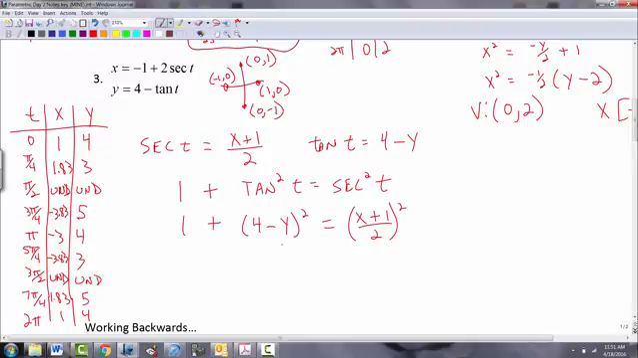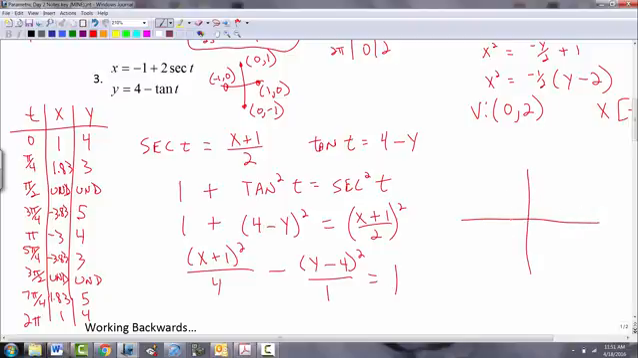So what do we have to do? We have to solve for 1. Leave this as x plus 1 squared over 4. Subtract that 4 minus y squared from both sides, but then make it y minus 4 because of what I just told you, over 1. And that equals 1. What is this a picture of? A hyperbola with a center at negative 1 comma 4.